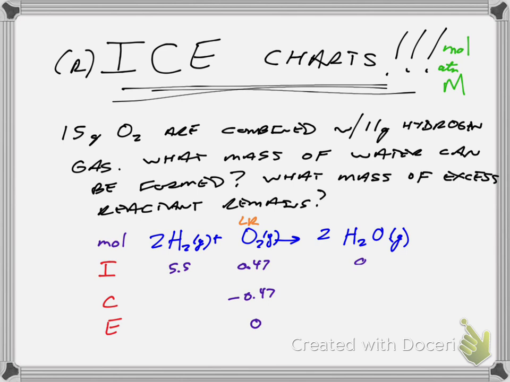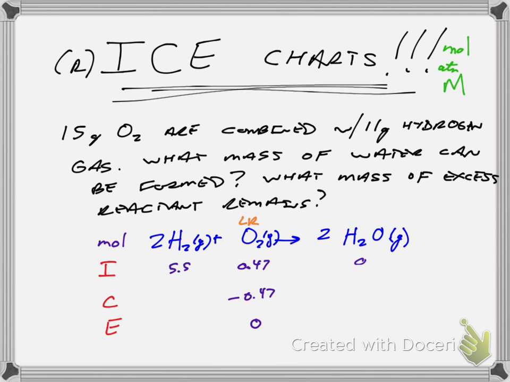Now, the change is where the magic happens, is what I say. So once I know how much oxygen changed, because I have the balanced chemical equation, I know how much everybody else changed as well. So once you determine one of the changes, you can use it to find all of the changes. So right now, I know I used 0.47 moles of oxygen.